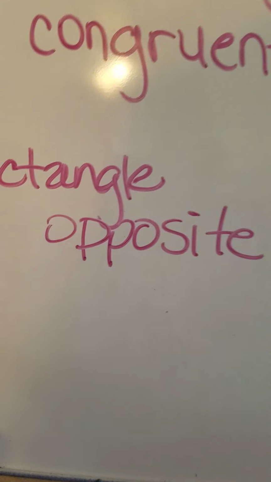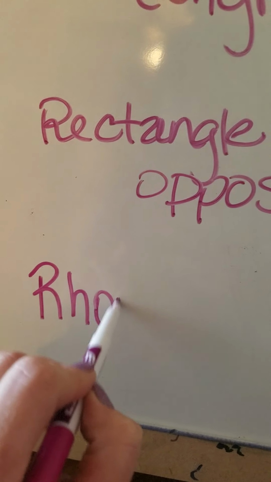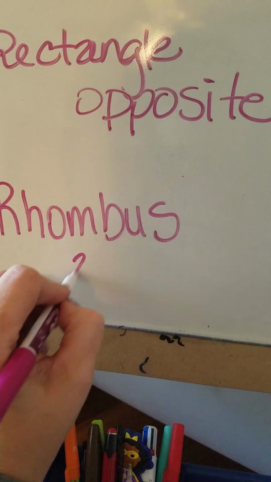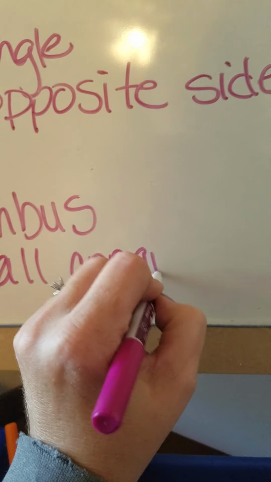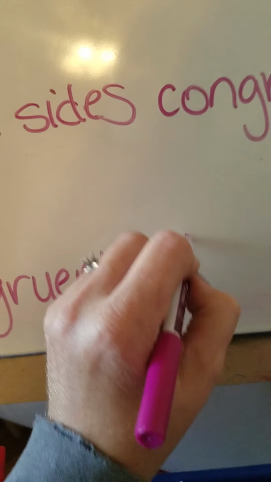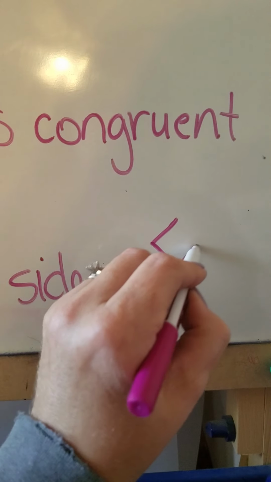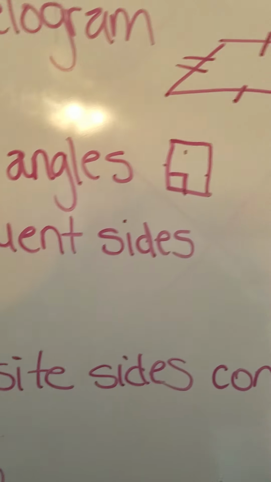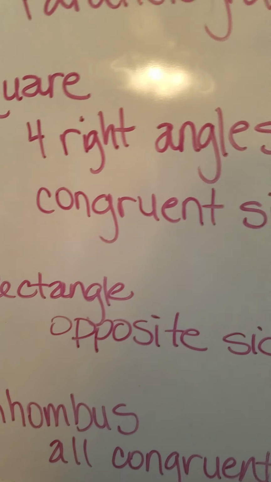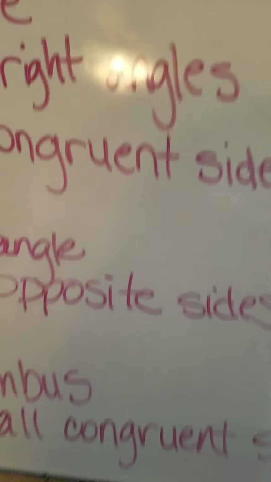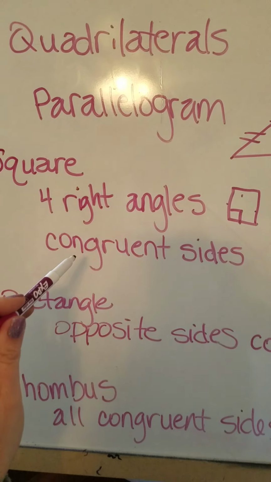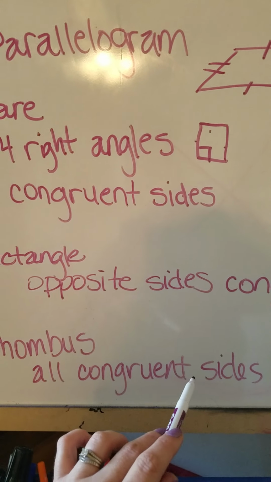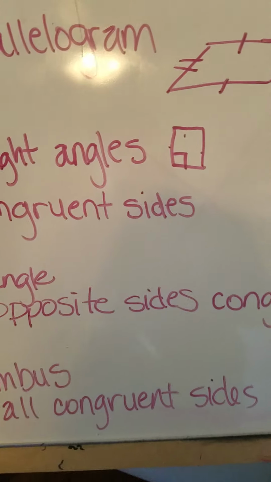So then we got to the rhombus. Now the rhombus, its characteristics are that it has all congruent sides. Okay, so that rhombus, all side lengths are congruent, but it does not have 4 right angles. So that's what makes it different from a square. So all squares can be a rhombus because squares have all congruent sides, but not all rhombi, or rhombuses, can be squares because they don't have right angles.